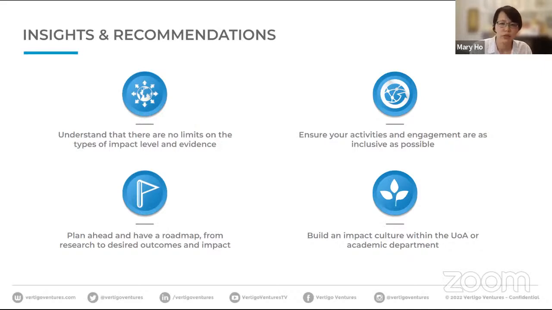The third point is more of a recommendation: to plan ahead and have a roadmap describing the sequence of related activities connecting the research with its desired outcomes and impacts. As we all know, research is a long cycle process, and it can take 6 years or even longer to generate research outputs and engage with your stakeholders, the users and beneficiaries.